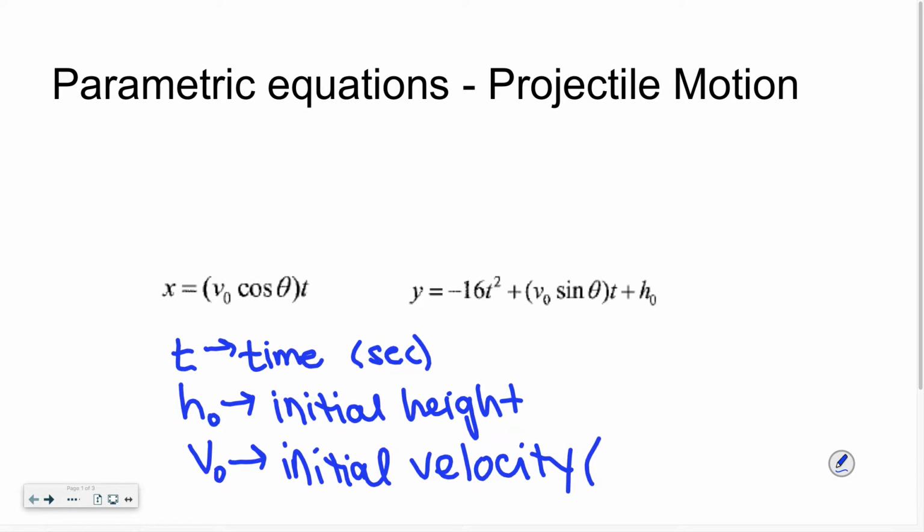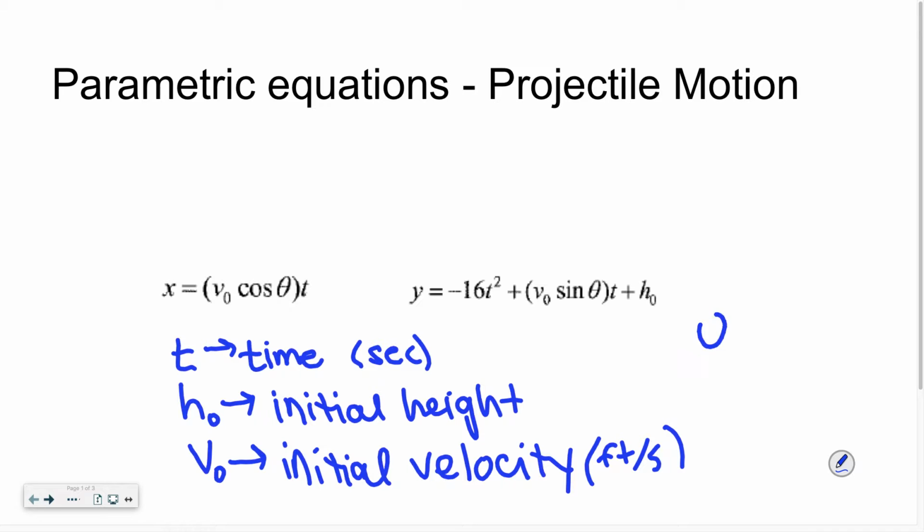And since we have that -16 in there for 1/2 times gravity, we are talking about feet per second. This 16 is 1/2 times 32. 32 feet per second squared is the force of gravity in the English system, not the metric system. Okay. What else do we have in there?